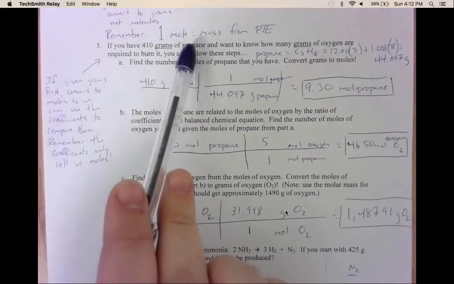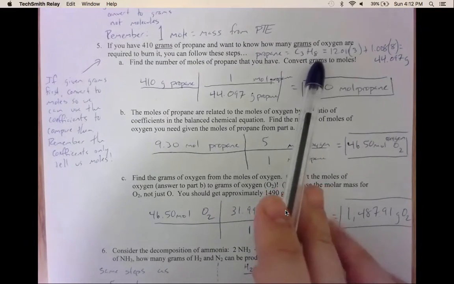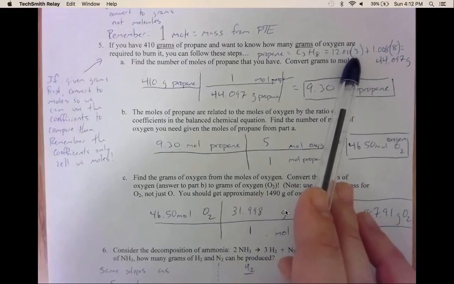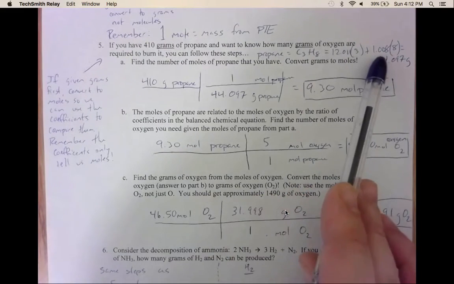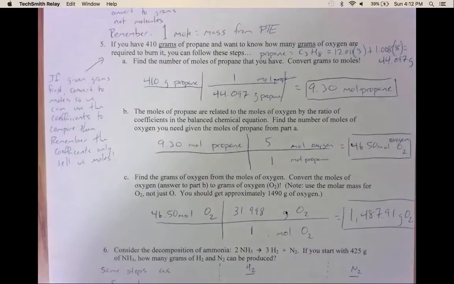So it gives us propane. The first thing I did was find the mass of propane. So these are the values from the periodic table. Mass of carbon multiplied by 3 because you have 3 of them. Mass of hydrogen times 8 because you have 8 of them, 44.097.